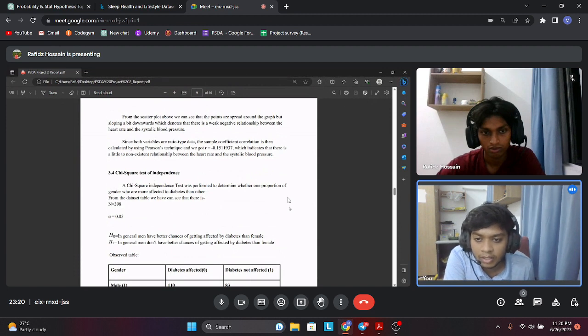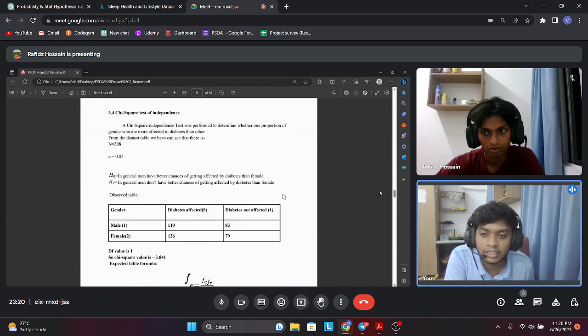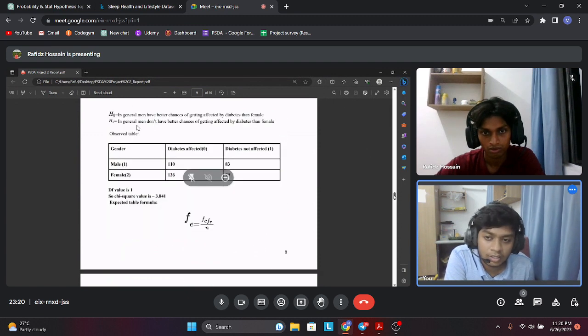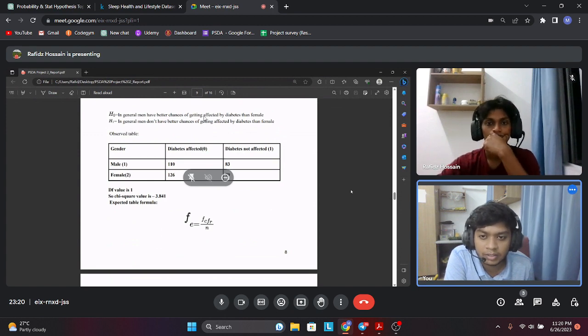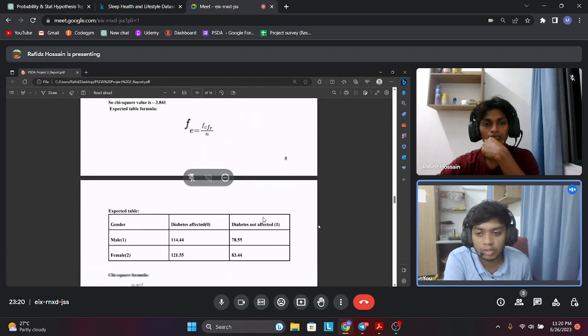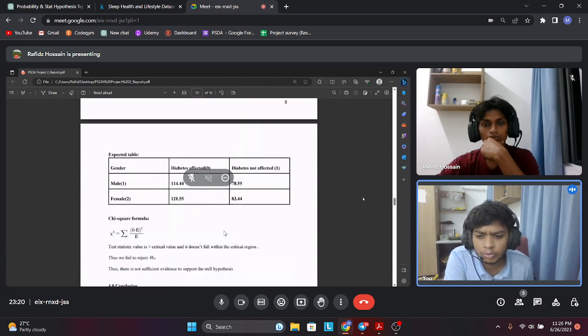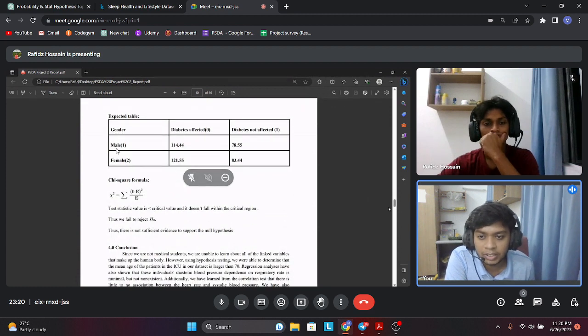So now the chi-square test of independence. Here n is equal to 398 and alpha is equal to 0.05. The null hypothesis is that men have the general chance of being affected by diabetes, and the alternative hypothesis is that men don't have diabetes. So here is our value data set, and we use the formula f is equal to fc times fr divided by n. Using this formula, we get the value, and we fail to reject the null hypothesis. That means there is not sufficient evidence to support the alternative hypothesis.